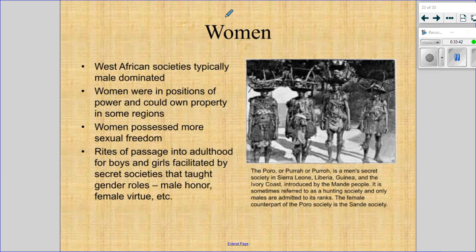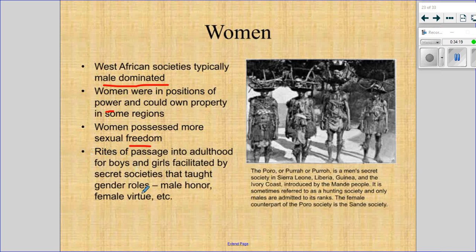Women in African society typically lived in male-dominated societies, although women do hold positions of power, and in some regions they could own property. Compared to their European contemporaries, women had more sexual freedom, so they could freely divorce their husbands, in some cases just by saying they wanted a divorce. And that's something that is taken for granted today. But in a lot of societies around this time, only men could divorce. And that's going to be the case in Europe for a really long time.